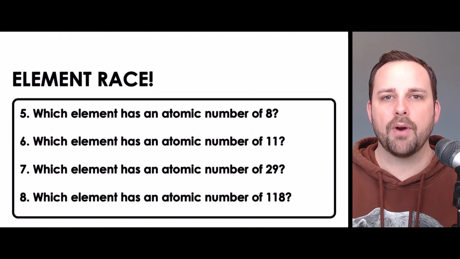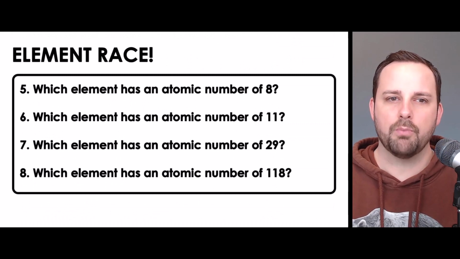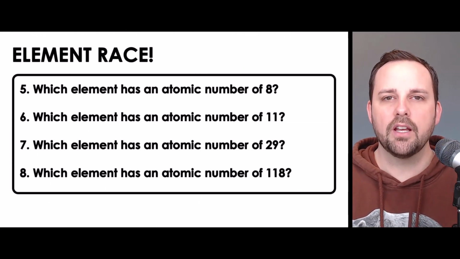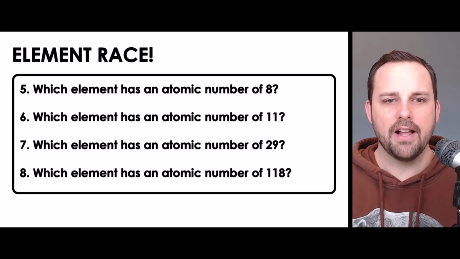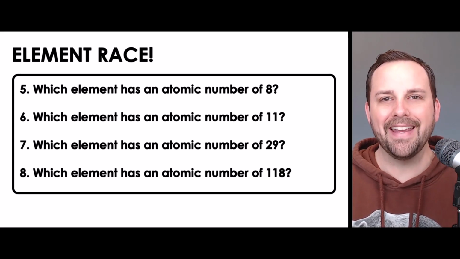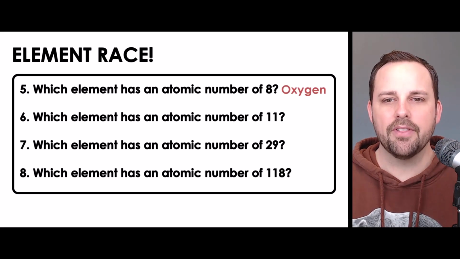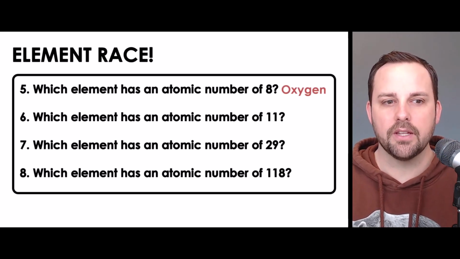Here's another set of practice questions to get used to using the periodic table. Pause this video and try to answer these questions on your own. All right, here's the correct answers. Which element has an atomic number of 8? Looking at the periodic table, that's oxygen. What that means is that oxygen has 8 protons in the nucleus.